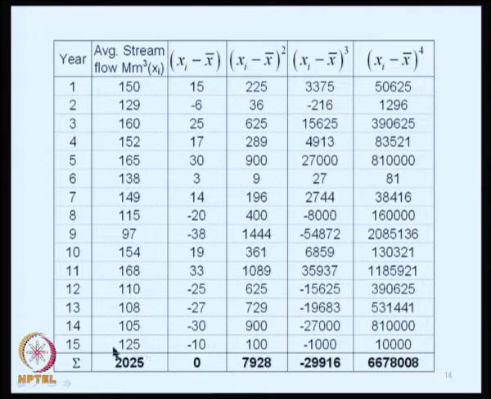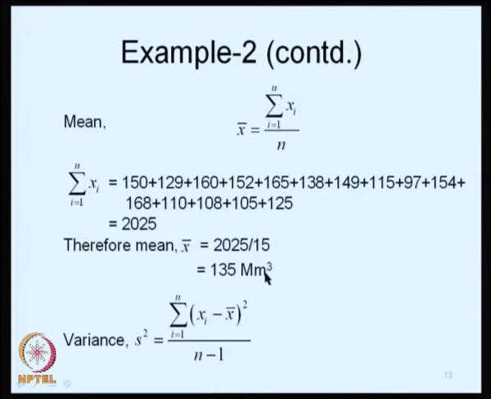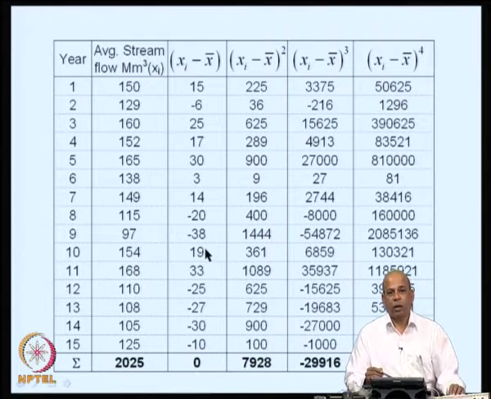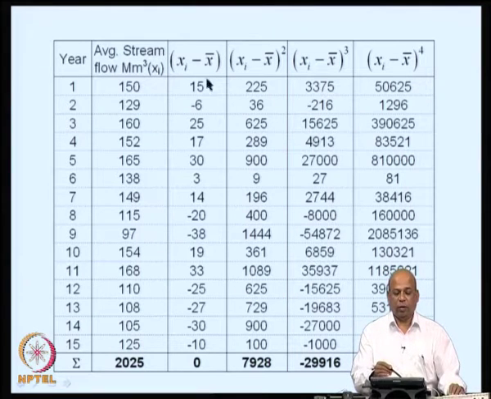So, sum it over, you get 2025, and 2025 by 15 gives you the mean, which was 135 as obtained before. This is your arithmetic mean. We use this 135 to get x I minus x bar, which is 150 minus 135, that is 15. Remember that x bar can be greater than x I, so there will be some negative values. In fact, a first order check of whether you are doing your computations right is that the summation of the first order deviation, x I minus x bar, must be equal to 0.